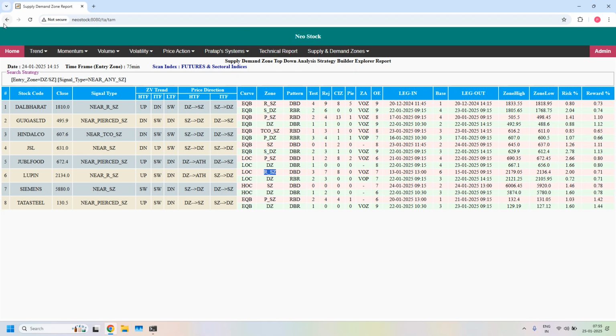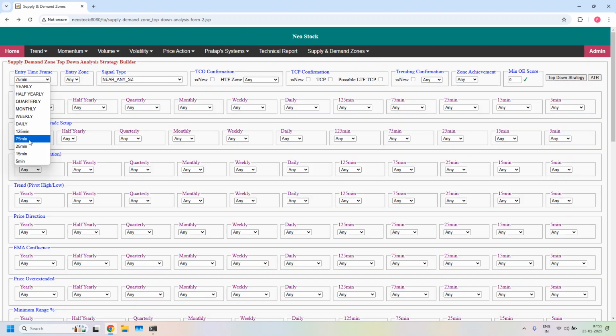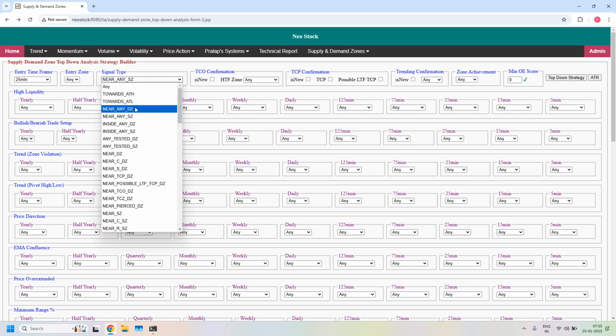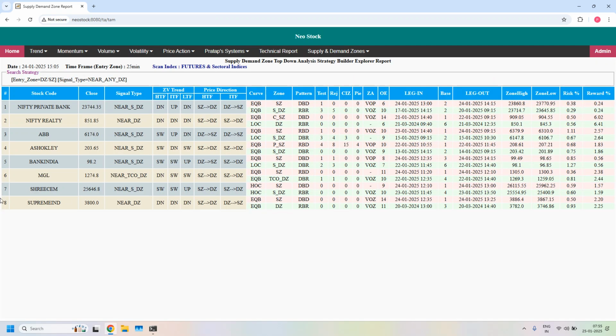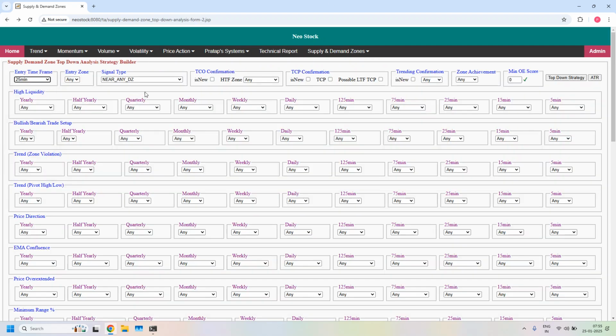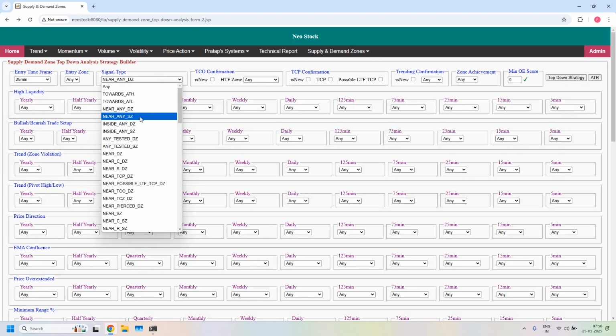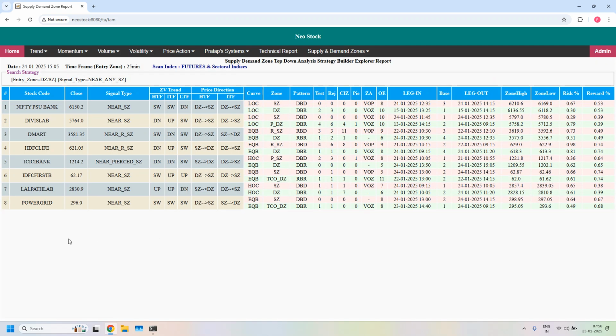Next time frame is 25 minutes. Stocks near 25 minutes demand zone. 8 stocks are filtered. Next 25 minutes time frame, stocks near 25 minutes supply zone. 8 stocks are filtered.